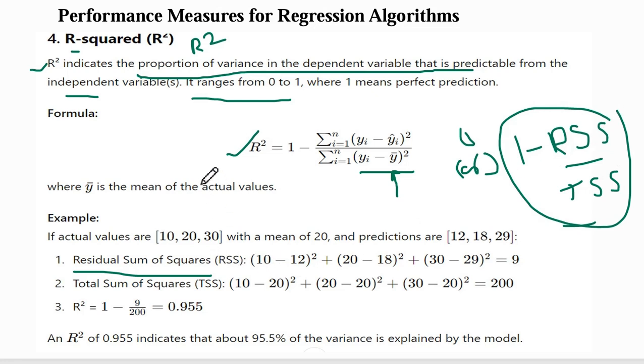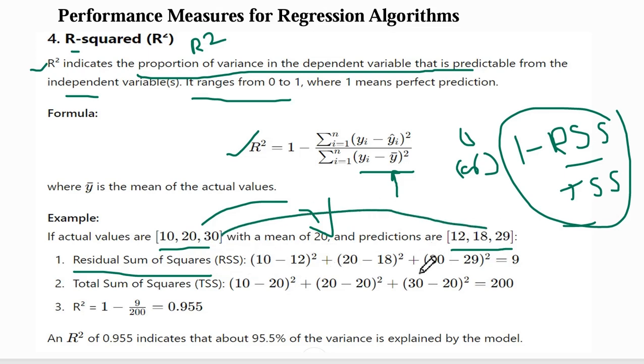Now, how to calculate this R square value? These are the actual values: 10, 20, 30. The mean is 10 plus 20 plus 30 by 3, which is 60 by 3, so the mean is 20. Let us assume the model's predicted values are 12, 18, 29. How do we calculate the residual sum of squares? 10 minus 12 whole square, that means actual value minus predicted value whole square, plus 20 minus 18 whole square, plus 30 minus 29 whole square. Its value is 9.